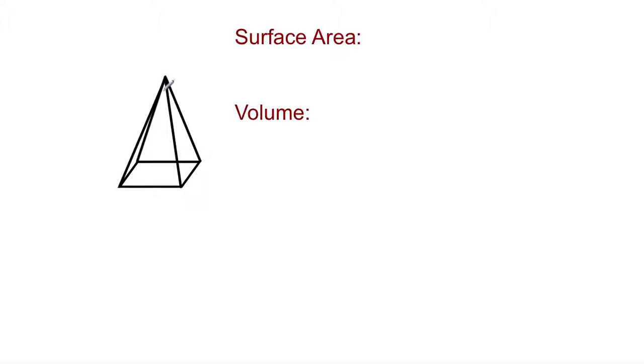I mean, we have these triangles, and so we could take the surface area of this triangle, surface area of this triangle. So these four triangles, add them together, and then do the surface area of the base and add them all together. What we could also do is look at this formula. So the surface area is equal to 1/2 PL plus B.